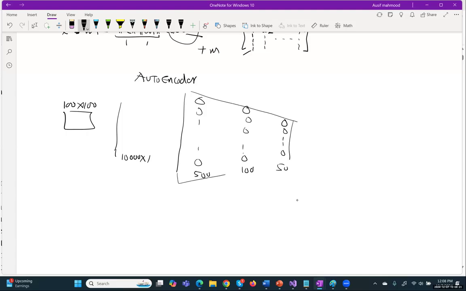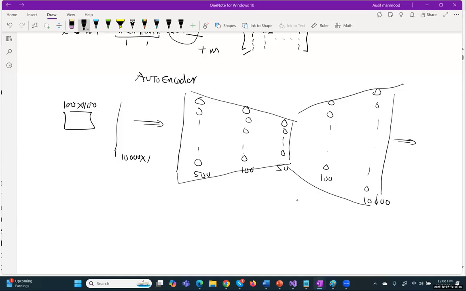So you can see I'm gradually compressing this data. Then I start increasing it back to 100 and back to 10,000. So if I feed in 10,000 numbers, I will get 10,000 outputs, and I can use a mean squared error loss over here. This is called unsupervised learning.